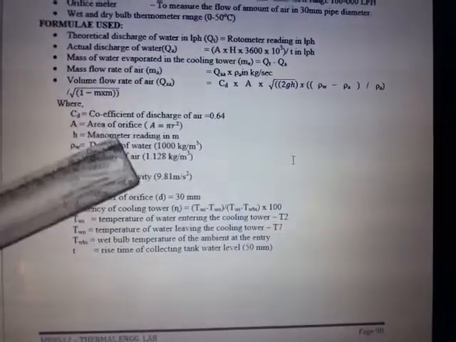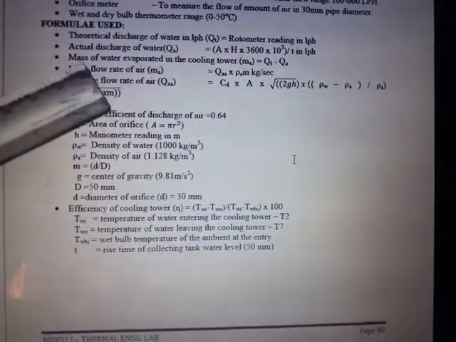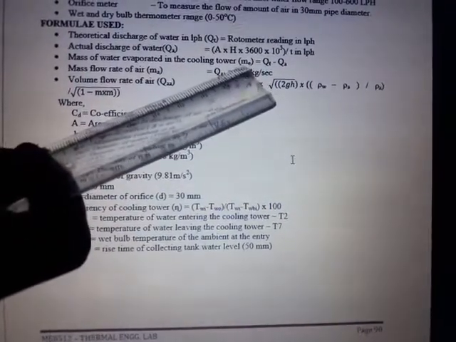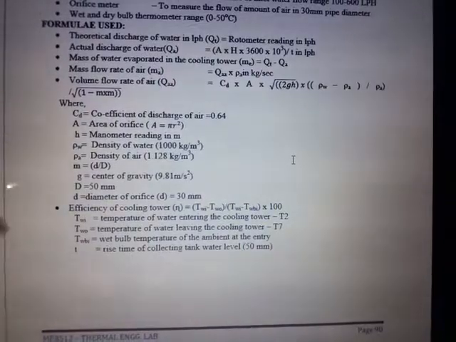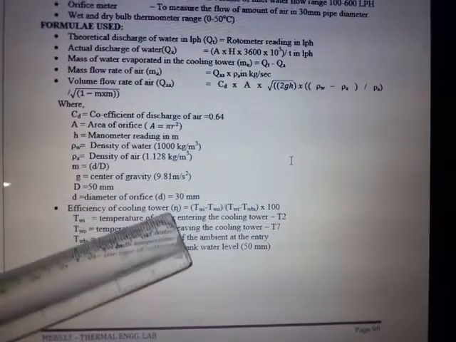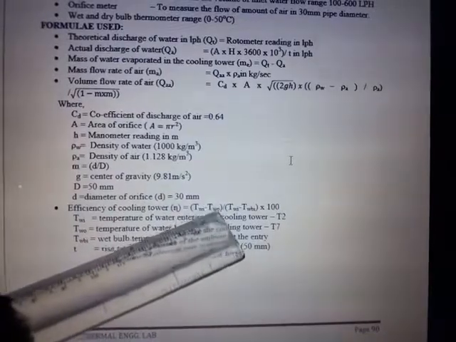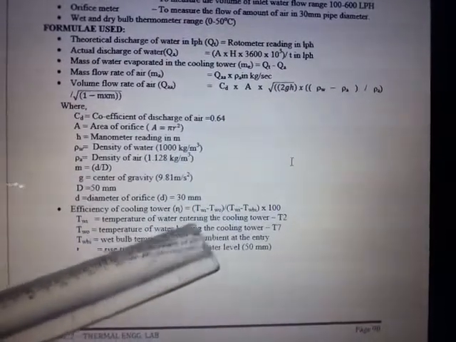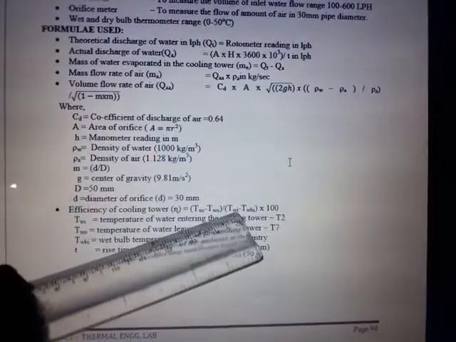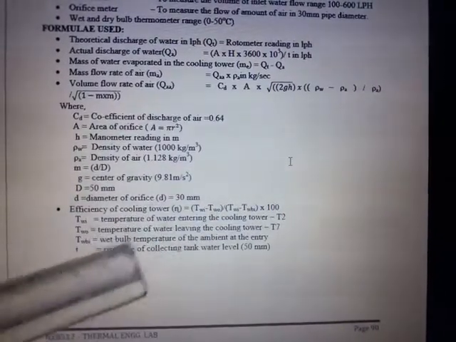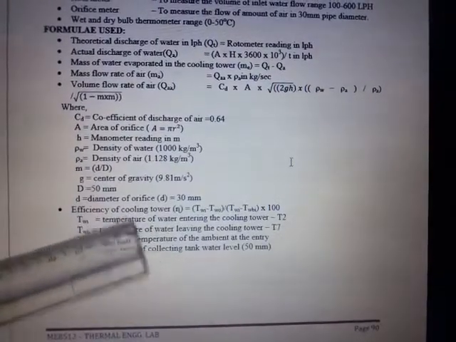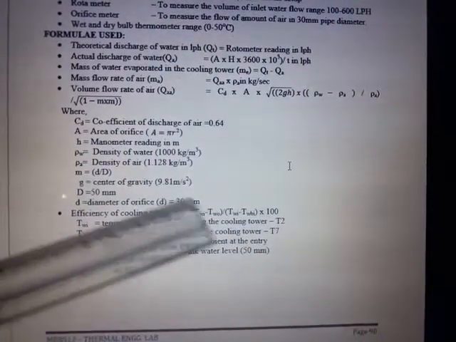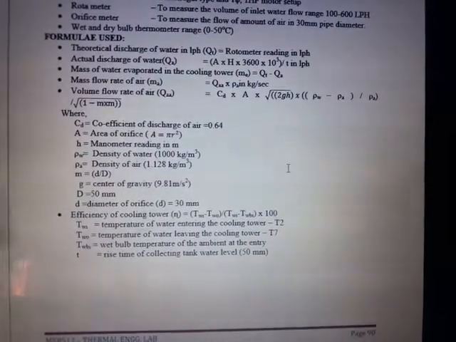Once we find the volume flow rate, you can calculate the mass of water evaporated in the cooling tower. That is the first quantity we have to determine. Next, second, we have to calculate the efficiency of the cooling tower: TW1 minus TW0 divided by TW1 minus TWB, into 100. Here TW1, TW2 and TWB are explained: the wet bulb temperature and the dry bulb temperature, and the water temperatures at the inlet and exit of the cooling tower. By using this formula you can calculate the efficiency of the cooling tower.